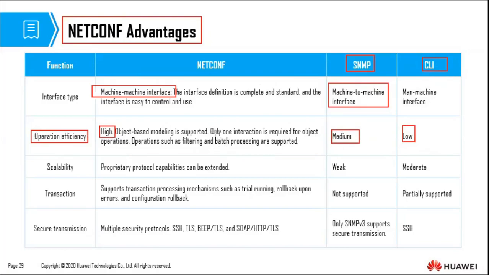So here only one interaction is required for object operations. Operations such as filtering and batch processing are supported. We know SNMP version 3 also provides for batch processing. The CLI, no.